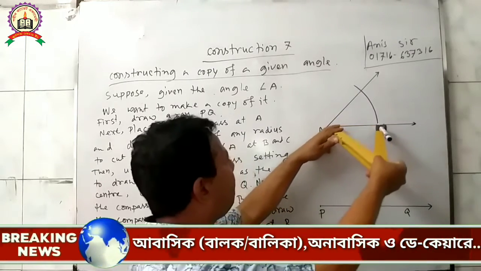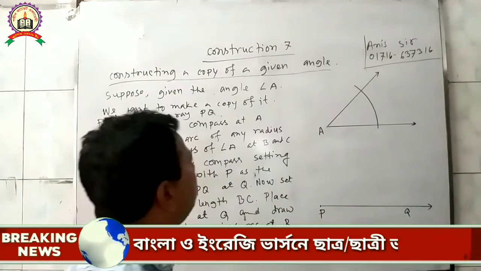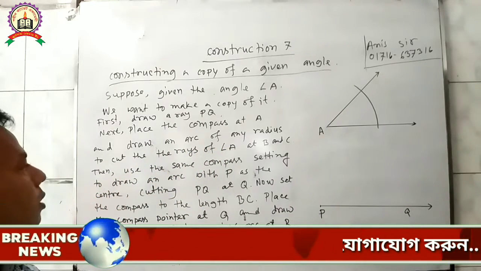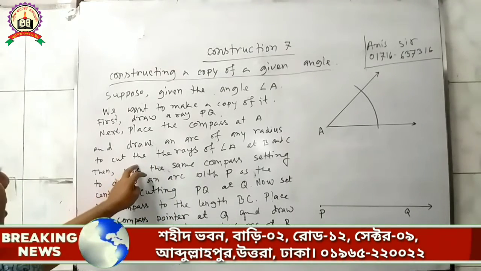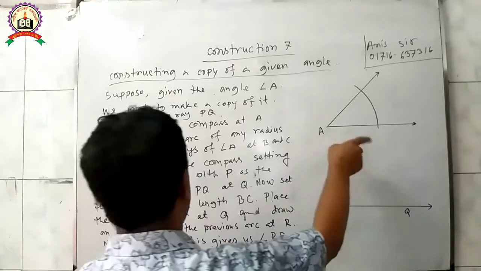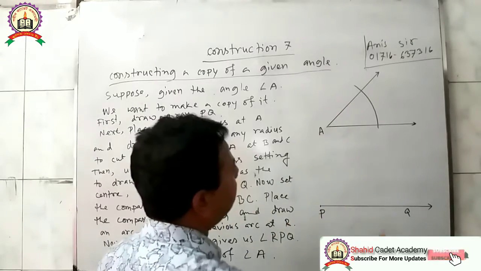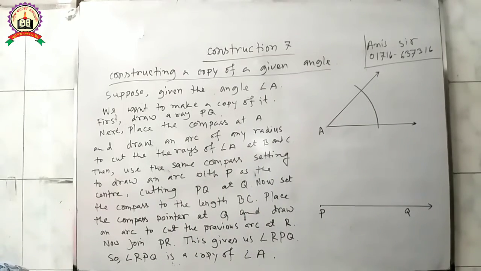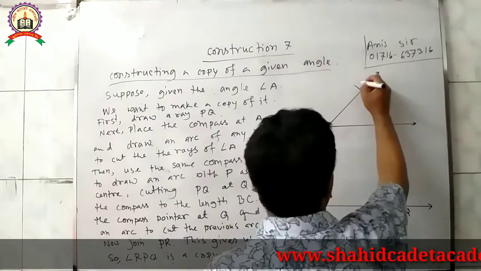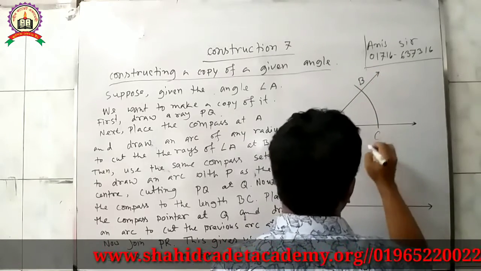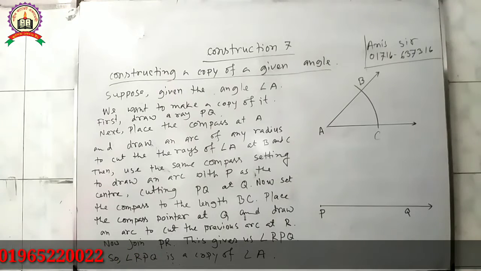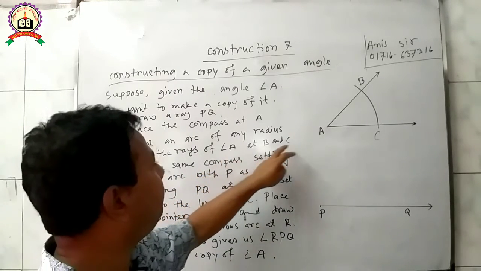You can take any radius to draw an arc to cut the rays of angle A. There are two rays of angle A, and this arc cuts the rays of angle A at B and C. These two points will be B and C.